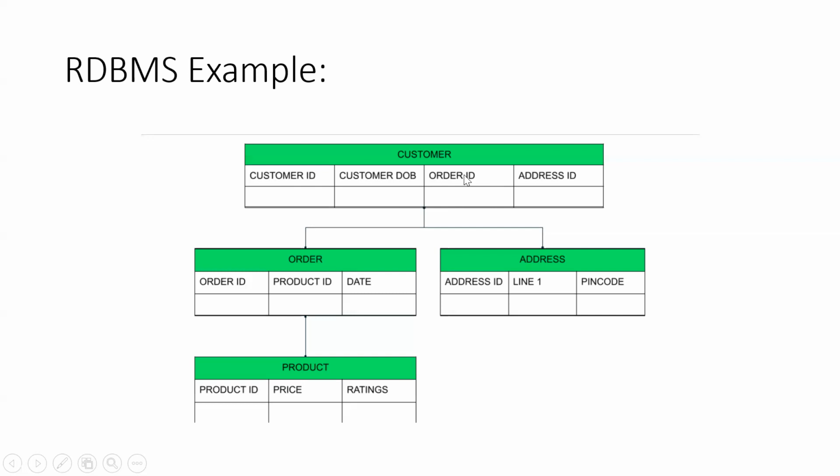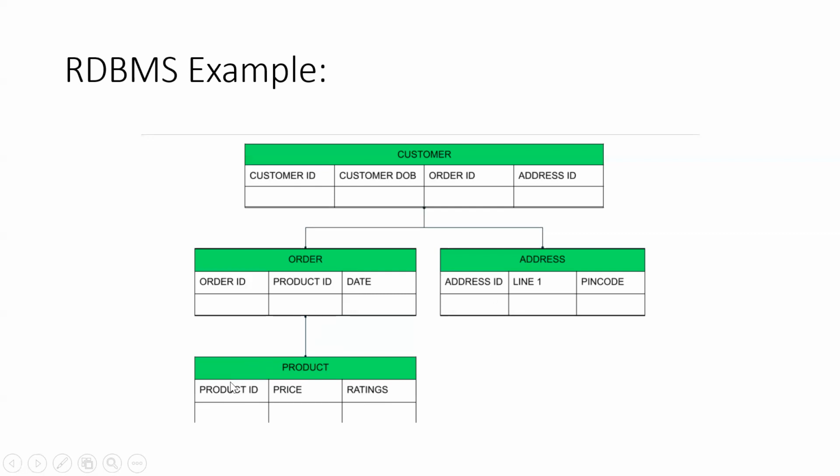So we have order ID as a common column. By this common column, we can set up a relationship between the customer table and the order table. Similarly, between the order table and the product table, we have product ID as a common key. So we can set a relationship between the product table and the order table and share information through this product ID. So I can share price and rating information from here to here by this common key column.